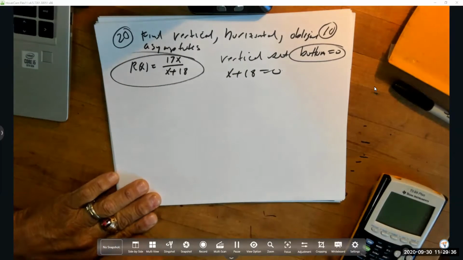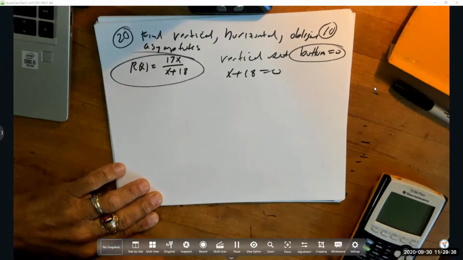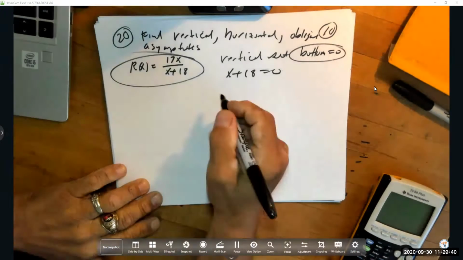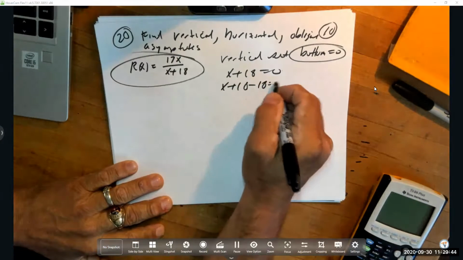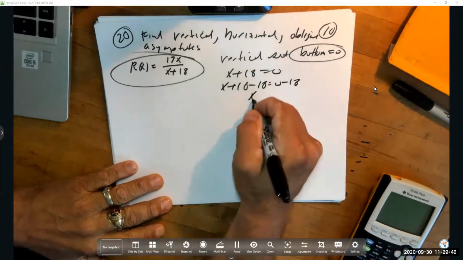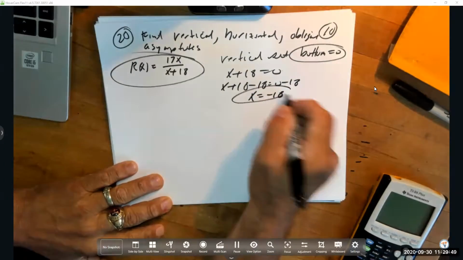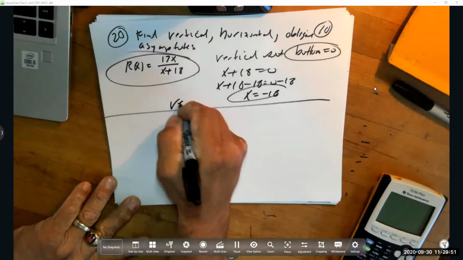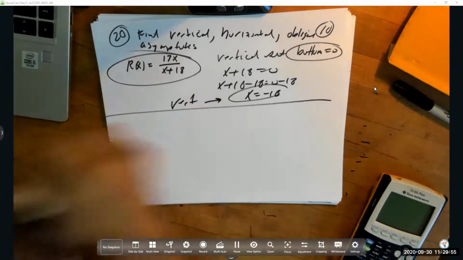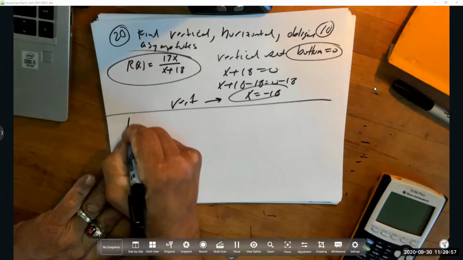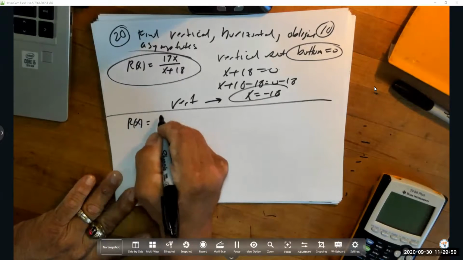And you said it equals 0. Can you solve that one? How do you solve it? Minus 18. Exactly. That's it. x equals minus 18. It's done. So the vertical is that one right there: x equals negative 18. Now, the other one.